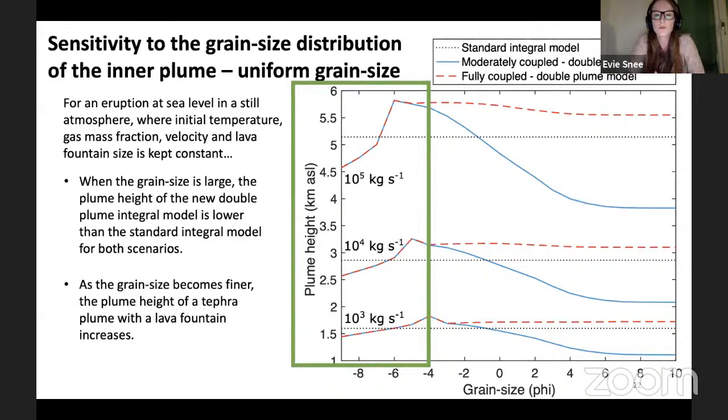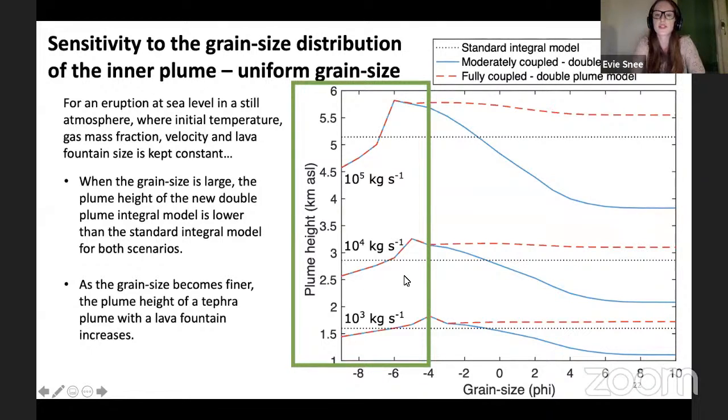So it means that once the lava fountain, the inner plume, has stopped, there actually isn't anything left in it to go into the single plume region. So these two scenarios don't play a role. The second thing to note is that initially, a tephra plume that does contain a lava fountain is lower than one that does not.